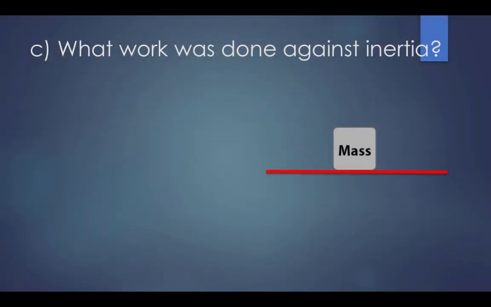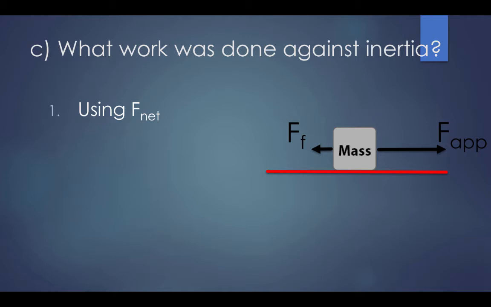Part C, what was work done against inertia? This can be solved in two ways. First, by using net forces. The force applied to the object was used to overcome two forces, force friction and force inertia, which we call F net. Force gravity is the third force that work is used to overcome, but does not apply to this example since the object is not hanging, nor is it being lifted.